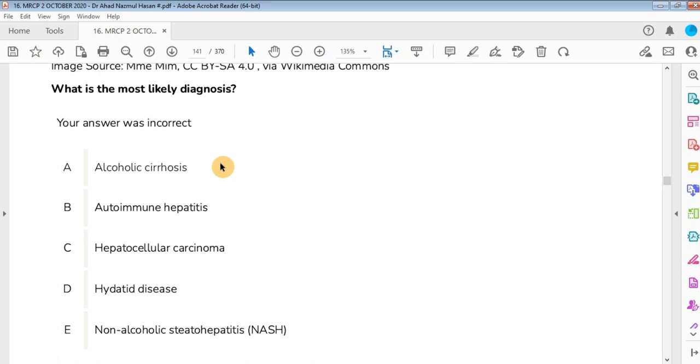Okay, next. What is the most likely diagnosis? Alcoholic cirrhosis, autoimmune hepatitis, hepatocellular carcinoma, hereditary disease, non-alcoholic steatohepatitis.